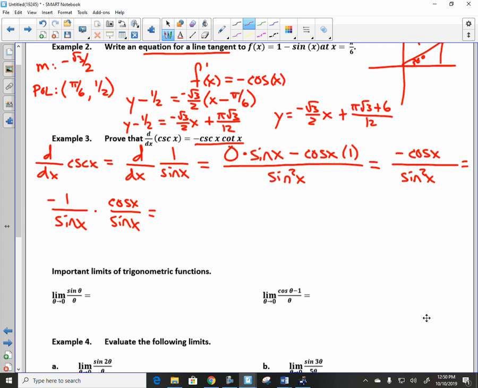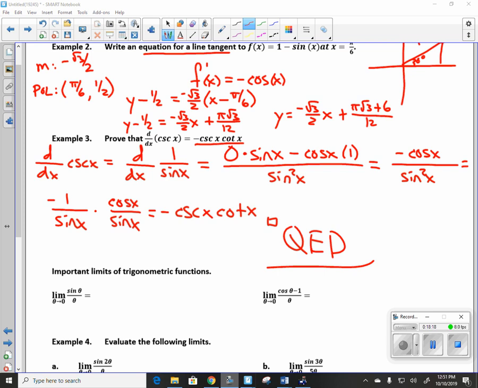Is cotangent the same as cosine over sine? Yeah, so we see that you have negative cosecant of x times cotangent of x. Done, box, QED, whatever you want to do, you have proved that what you set out to do. Proof, nice and short, no big deal. We leave this for another day, which would be next week, Monday.